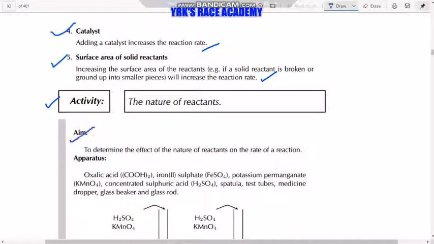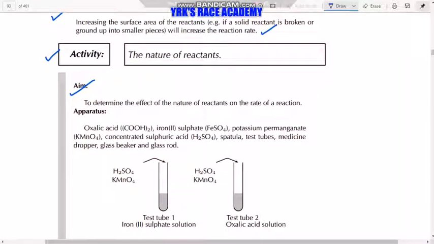In this small experiment, to determine the effect of the nature of reactants on the rate of reaction, you will see the oxalic acid and FeSO4 reaction. The materials are oxalic acid, H2C2O4, ferrous sulfate, FeSO4, potassium permanganate, KMnO4, and concentrated sulfuric acid, H2SO4. We also need a spatula, test tubes, a medicine dropper, a glass beaker and a glass rod.